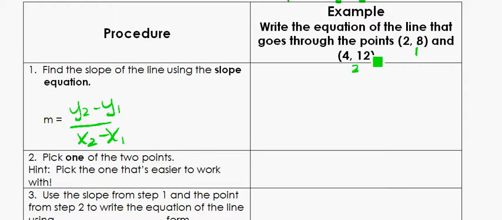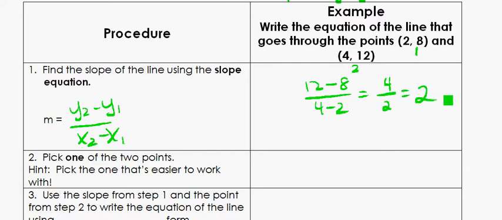So when we do y2, that's our 12 minus 8, all divided by 4 minus our other x value 2. 12 minus 8 is 4 divided by 2 gives us a slope of 2.